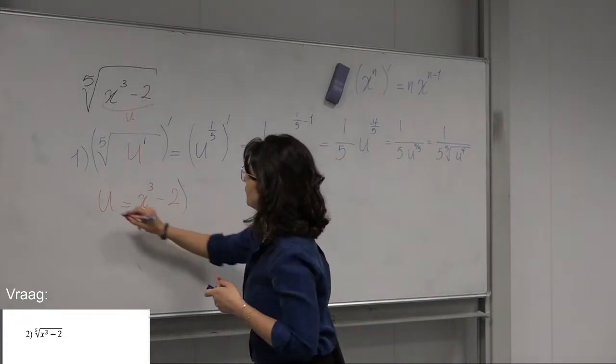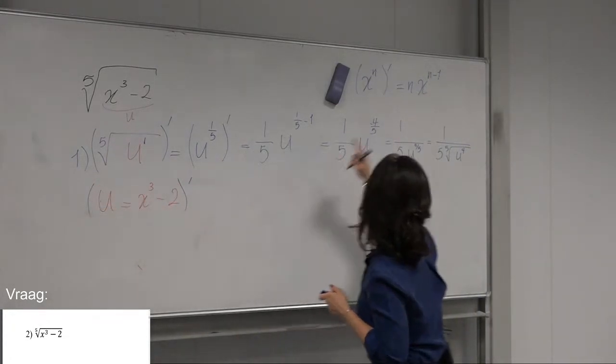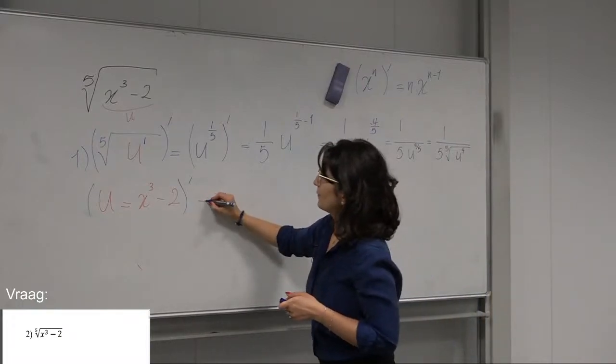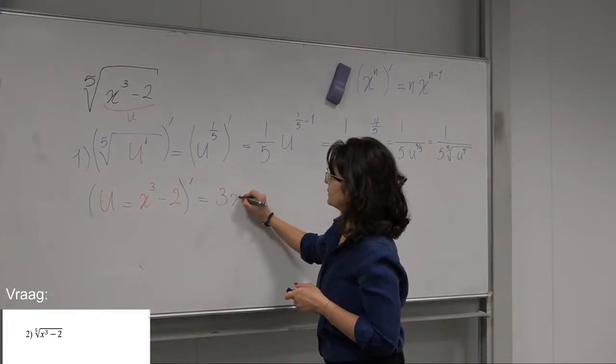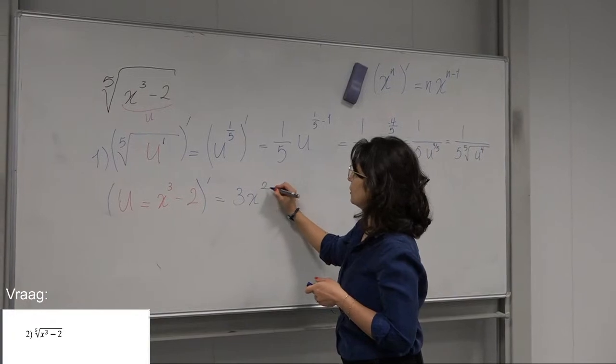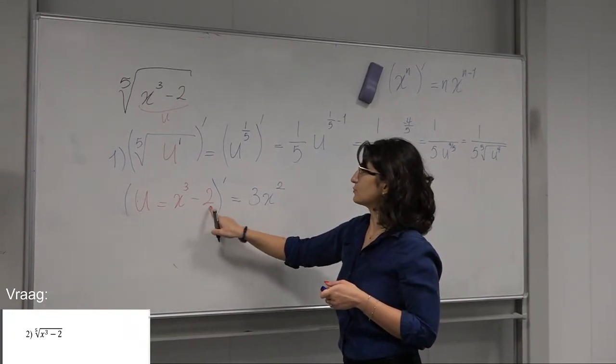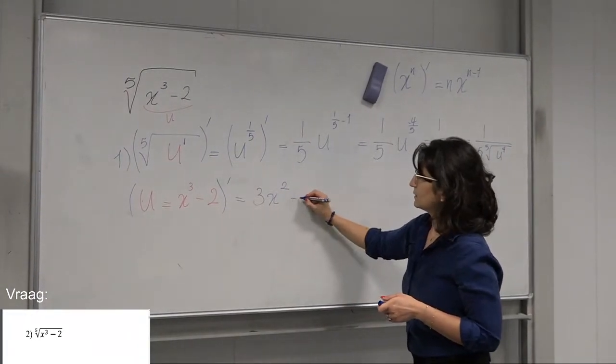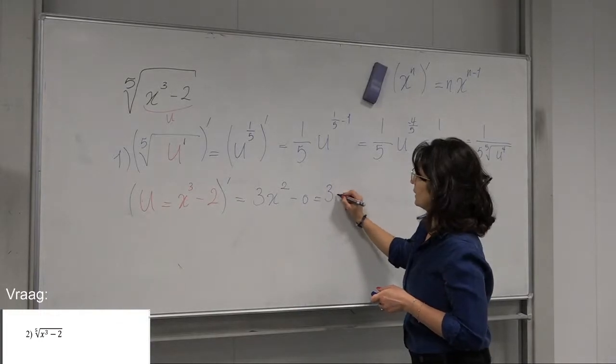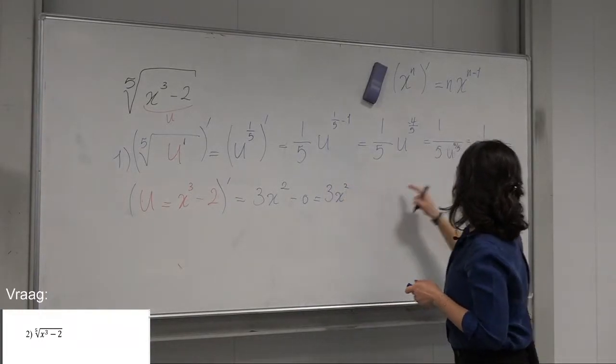And this part, when I want to do the derivative, is again the same rule here. So I have 3x to the power 3 minus 1, which is 2. And for the number, since it's not next to a function, it is 0. Minus 0, so it is 3x squared. And now I have to multiply them.